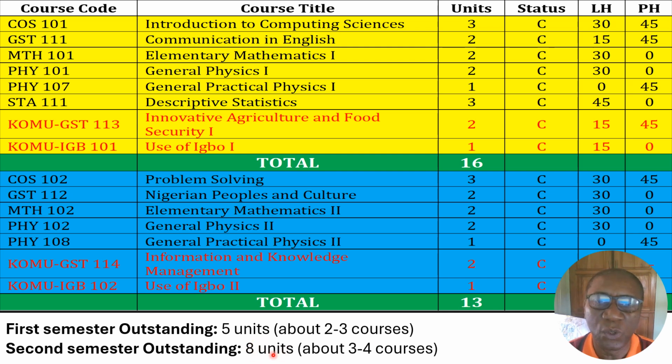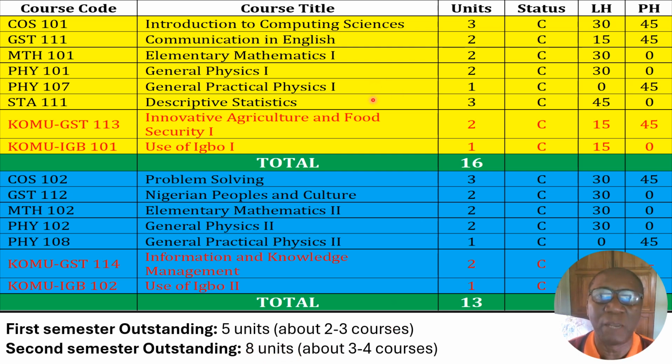And for you to get these 8 units, you have to deal with maybe about 3 or 4 courses. If you have 4 courses and each of them is 2 units, of course, definitely you are going to get 8 units. Or if you have 3 courses, maybe 2 of them are 3 units, that's 6 units, and then the third one is 2 units, then you now have your 8 units. So that's the way it is.